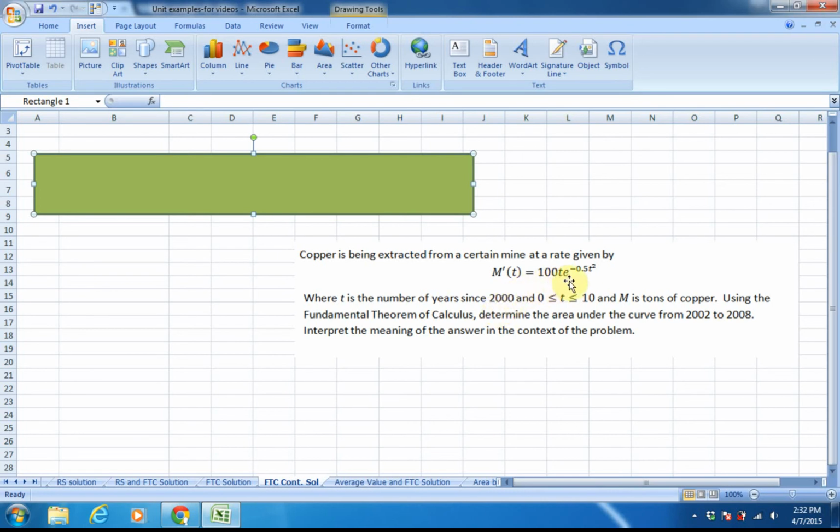But I really want you to anti-differentiate this piece. We're going to use Excel to do the actual calculation, but I want to make sure that you don't fall short in your practice of anti-differentiation. So pause the video here and find the antiderivative of 100 t e to the negative 0.5 t squared.